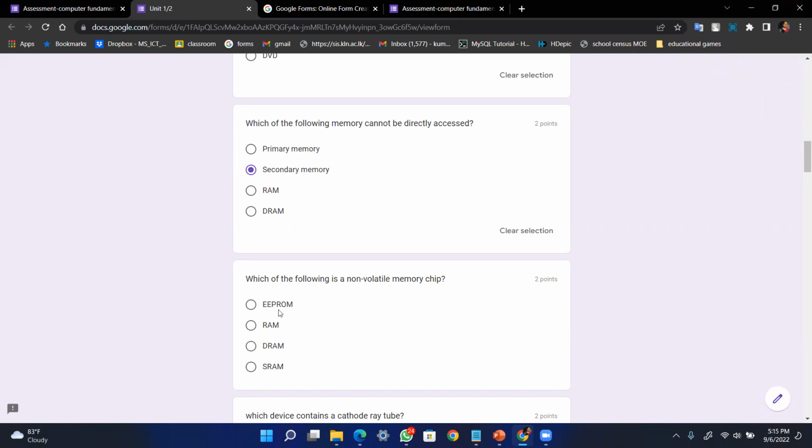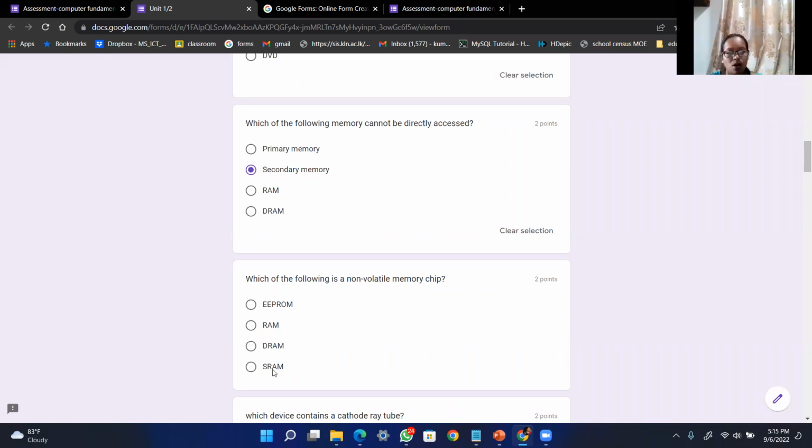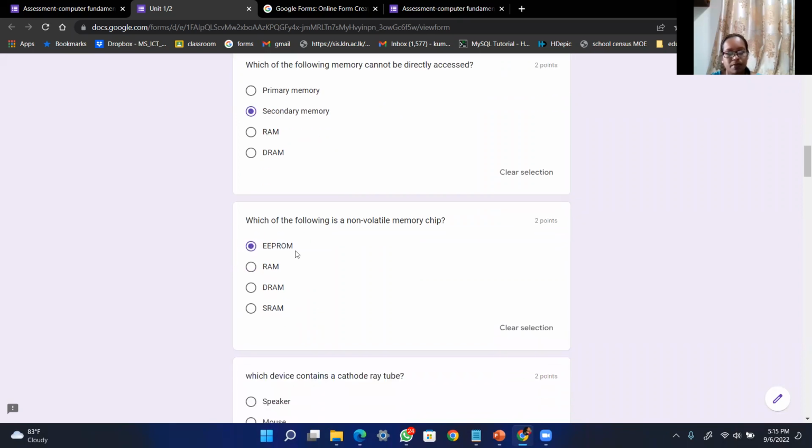Is that the non-volatile one? Yes, teacher. RAM? No, that is volatile. DRAM? Also volatile. SRAM? Also volatile. Yeah, all the RAMs are volatile. So the non-volatile is the ROM. Maybe any ROM, right? PROM or EEPROM or whatever ROM.